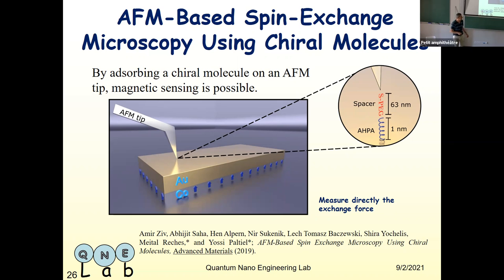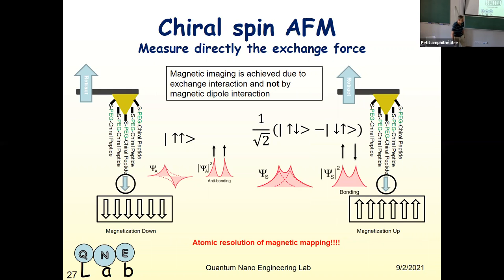On the side, you see the tip. We have had to put a spacer because you don't want the non-specific forces, a van der Waals interaction, to interfere. You put a chiral molecule at the end of the spacer, and you put the sample into ethanol, not to have any effect of water absorption, and you put it on a magnetic substrate. So in one case, we'll have a triplet-like state and lower forces. In the other case, we'll have a singlet-like state and stronger forces.